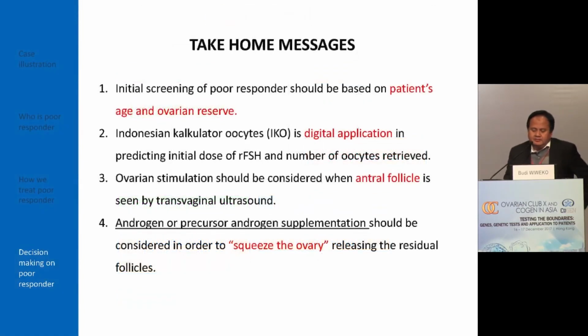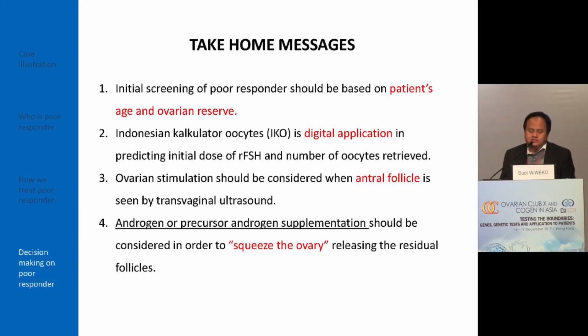So I'm coming to my last slide. As take-home messages, very important, the initial screening of poor responders should be based on the patient's age and ovarian reserve. And then we have this digital mobile application, the Indonesian Kalkulator of Oocytes. It is useful in predicting the initial dose of recombinant FSH and the number of oocytes retrieved for Indonesian gynecologists who want to do controlled ovarian stimulation.